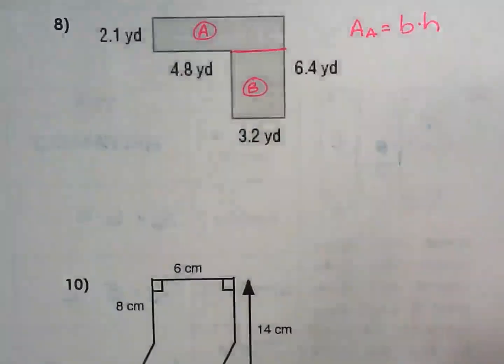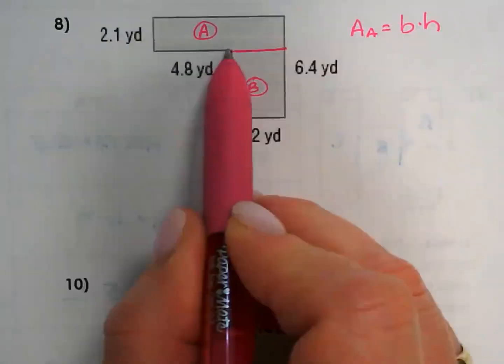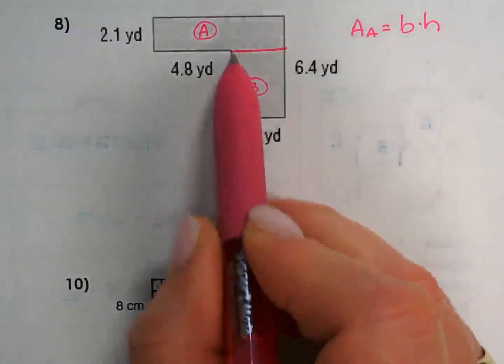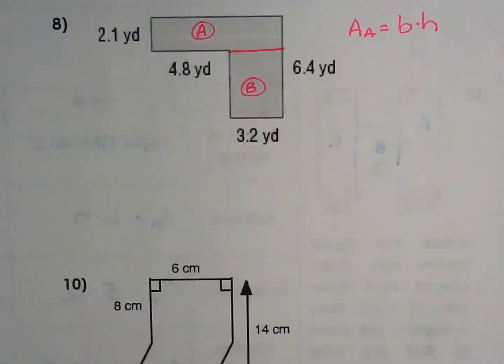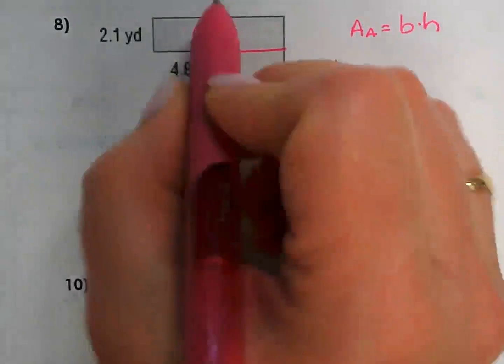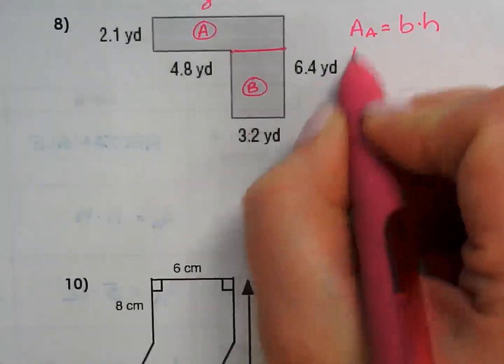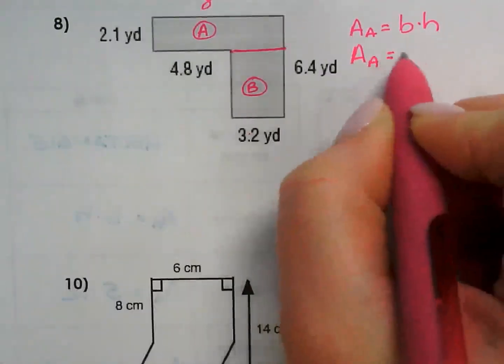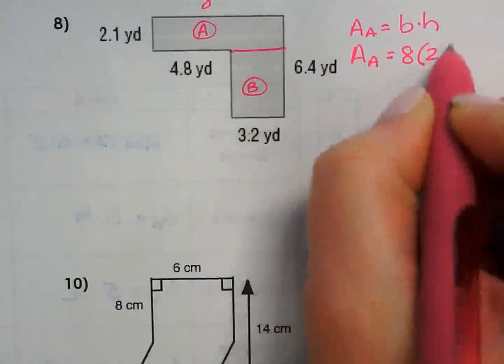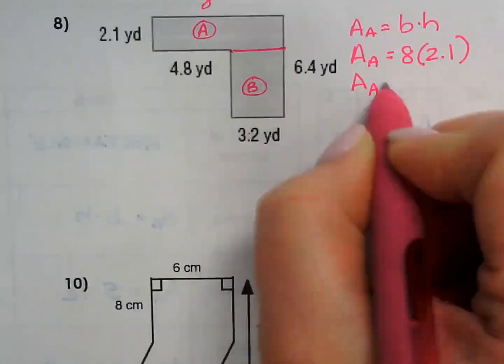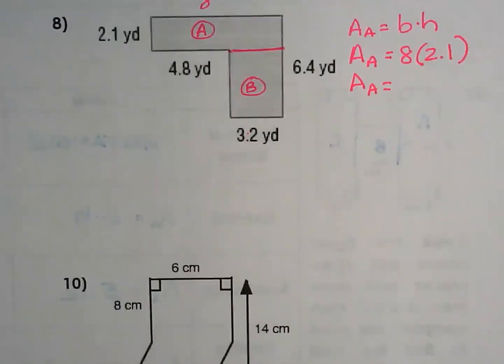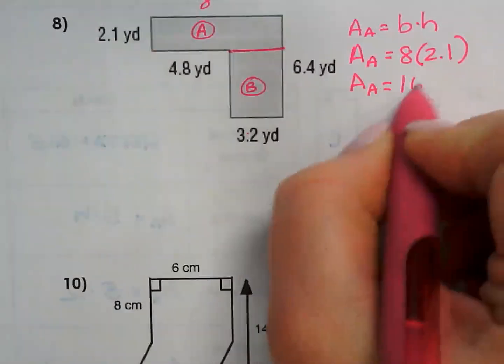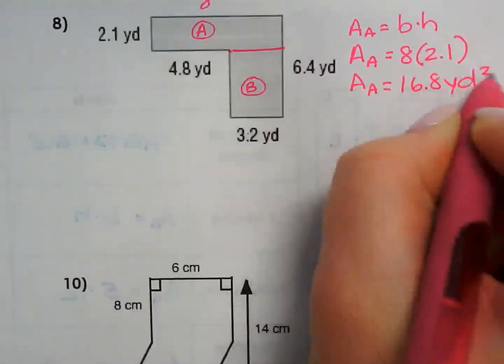The base here we have to calculate. This part of it is 4.8, and this part of it is 3.2. So when you take 4.8 and you add 3.2, you get 8. So this whole length is 8. So the area of A equals the base, which is 8, times the height, which is 2.1. So the area of A is equal to 16.8 yards squared. Okay? And then, oops, this should be squared here.